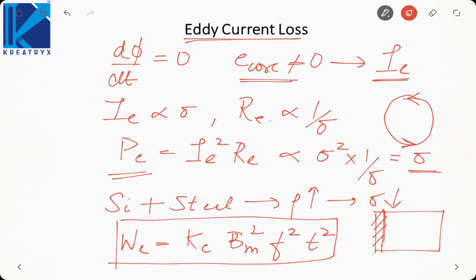So remember this dependency on thickness also. It is proportional to the thickness square. So thinner the laminations, less will be the eddy current loss. But if we make the laminations too thin, then it will be very difficult to rivet the laminations together and keep the core together. It may be possible that the core may disintegrate or the individual laminations may come apart if the laminations are too thin. So we cannot reduce the lamination thickness arbitrarily, otherwise the core strength will also reduce.